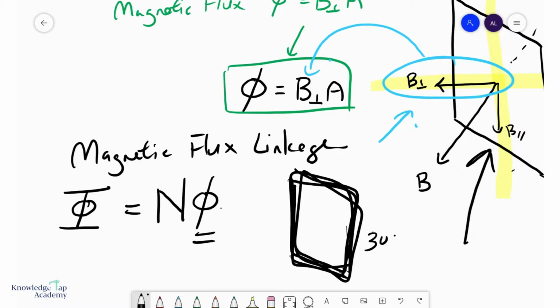Also, the unit of flux and flux linkage is the Weber, W.